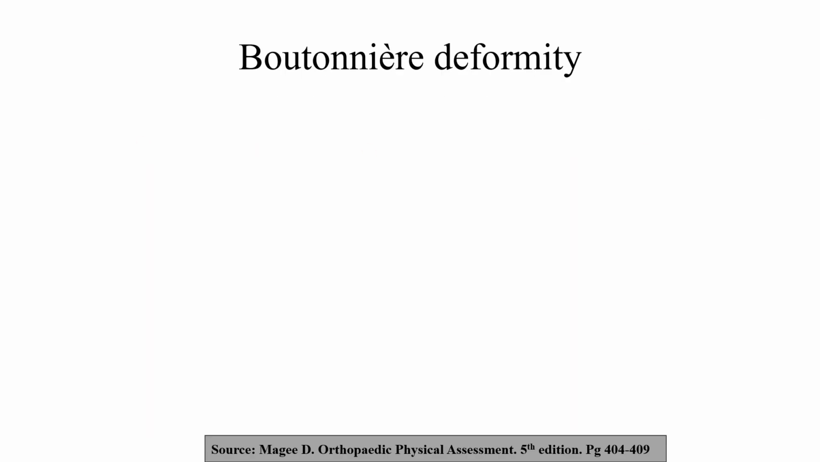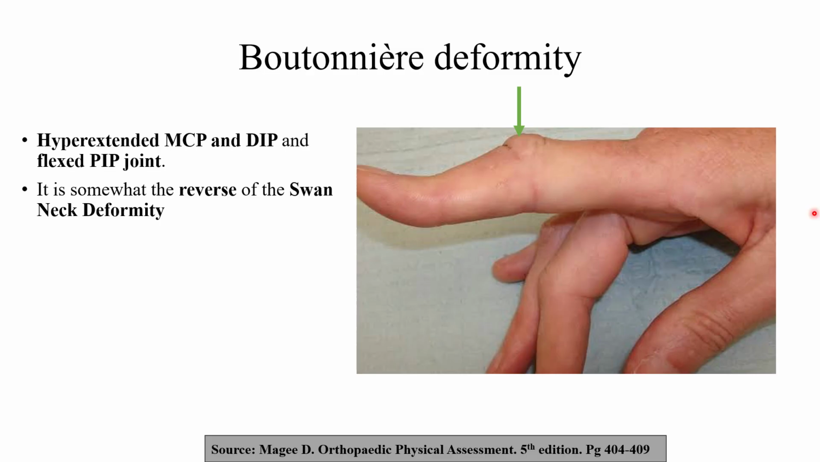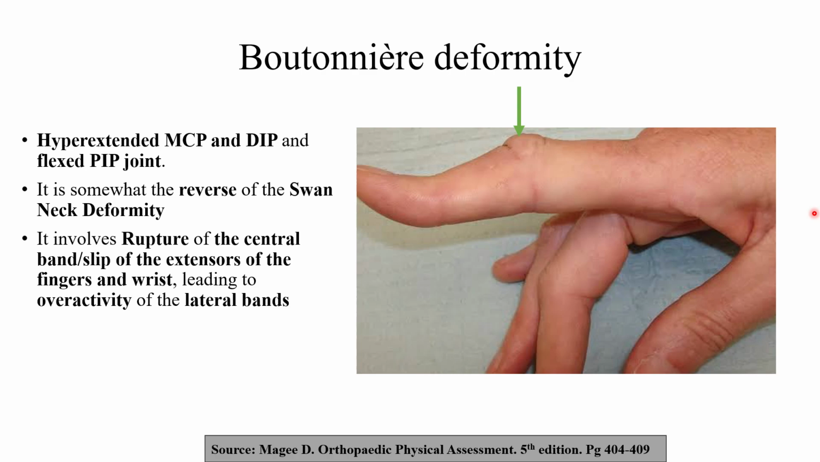The next common deformity of rheumatoid arthritis of hand is the boutonniere's deformity. Let's look at the image first on the right. You can see that there is a flexion at the PIP, but there is an extension at the MCP as well as the DIP. As you can see in this image, it is the reverse of a swan neck deformity that we have already discussed before.